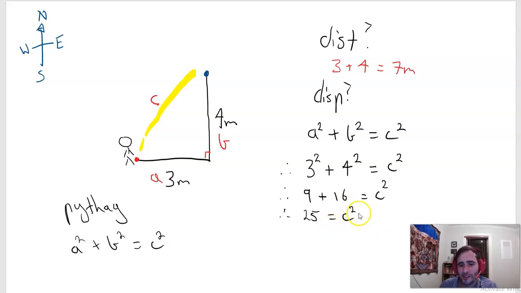We need to get rid of this squared here. So you just have to do the opposite of what it is on both sides. In this case, we're going to take the square root of both sides. So the square root of 25 equals c. So therefore c, I'm just going to shift these around, equals 5. And we're going to put our unit of measurement there.